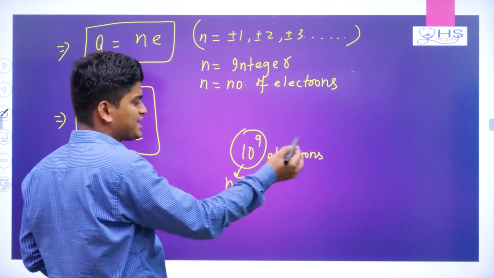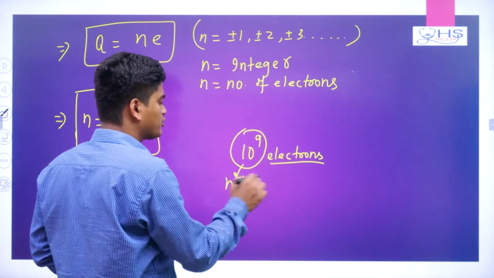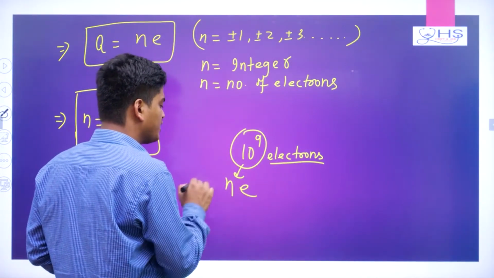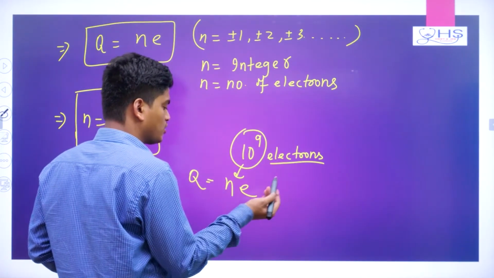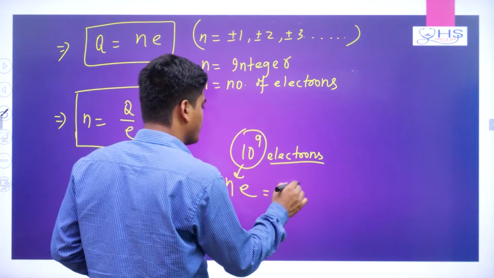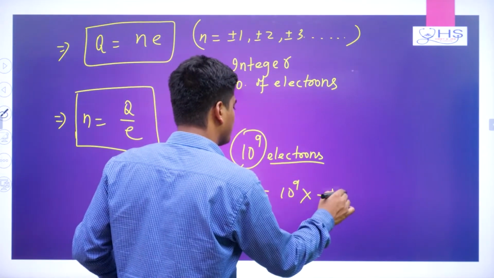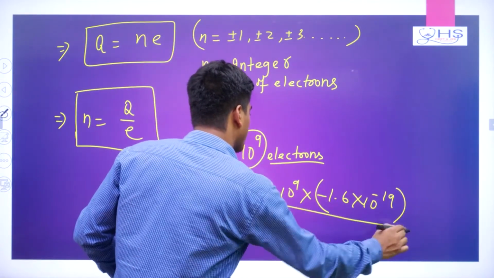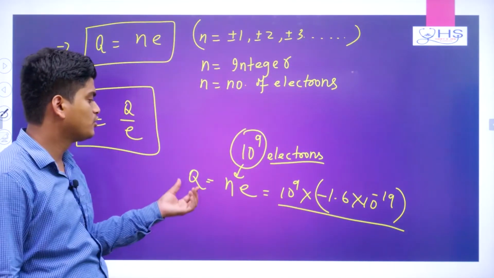Okay, so how much charge is added? Now, electrons are added. So the electron charge is how much? It is e, and the electron charge is negative. So that means you can tell how much charge is coming in total. The total charge will be 10 to the power 9 times the electron charge, minus 1.6 into 10 to the power minus 19. So this many electrons are added, and this much charge is produced on the object.